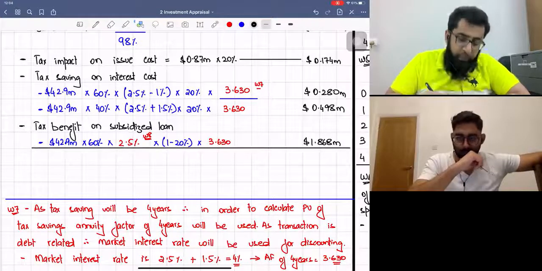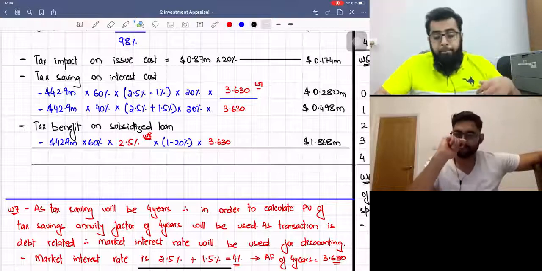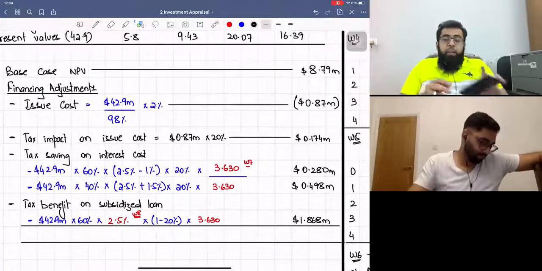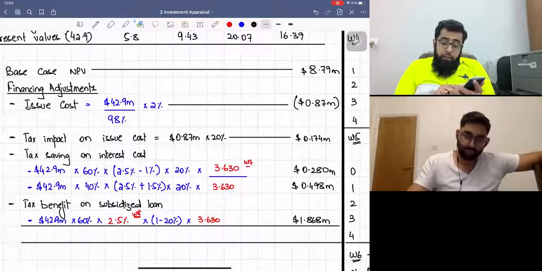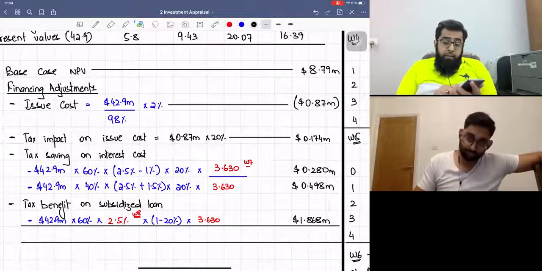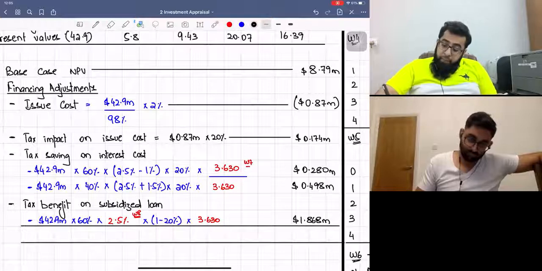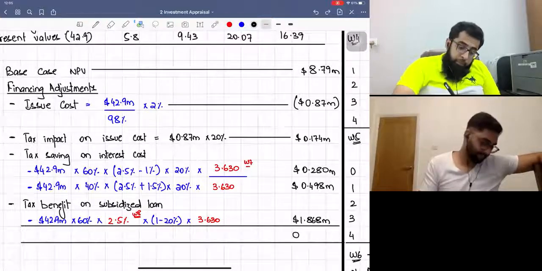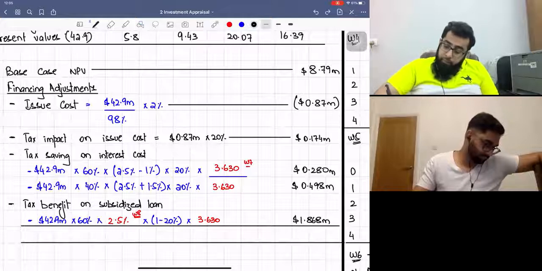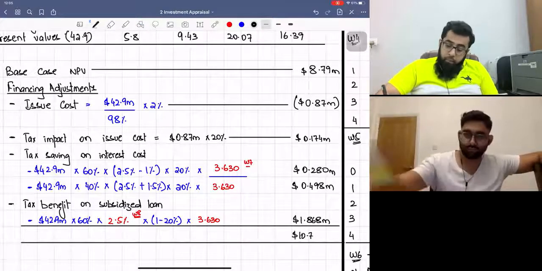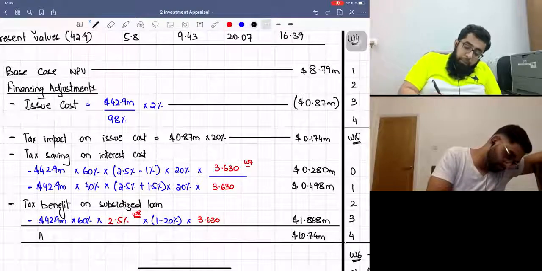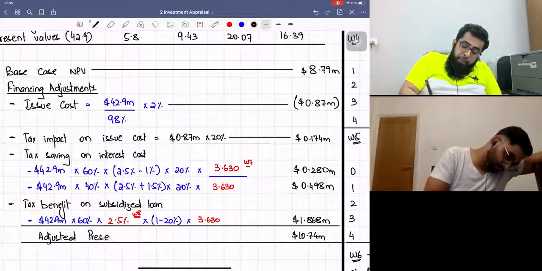Do you want me to repeat? No, I've got it. Okay. So my adjusted present value will be 8.79 minus 0.87 plus 0.174 plus 0.280 plus 0.498 plus 1.868. So it's 10.74 million. Lovely, got it. 10.74 million adjusted present value.